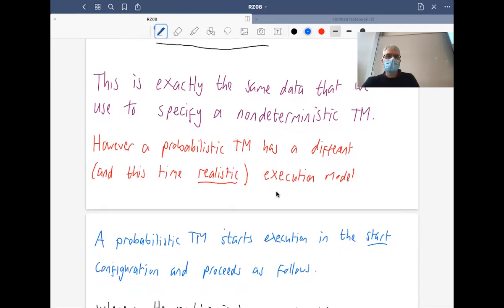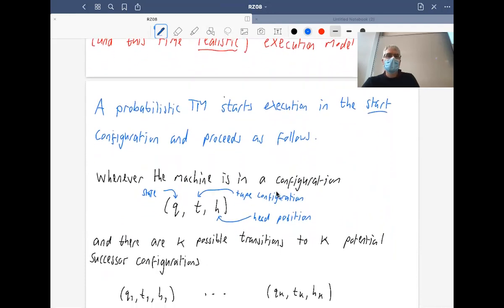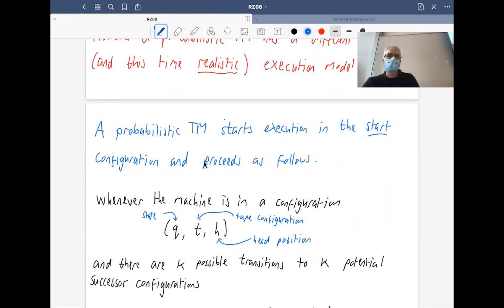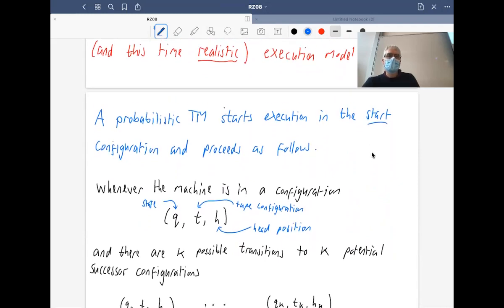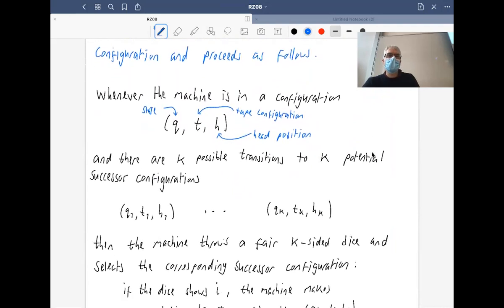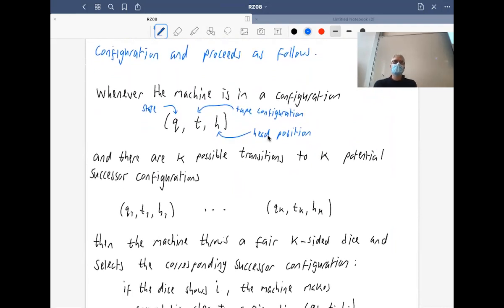So we need to say what the execution model is. And the execution model I'm going to have is that a probabilistic Turing machine always starts in the start configuration. And it proceeds as follows: from any configuration, we've got the transition relation of the Turing machine. The transition relation is a finite relation. And from any configuration, there may be no possible configurations to which it can move in one step, in which case that's a terminating configuration.